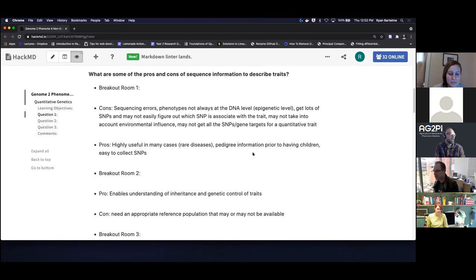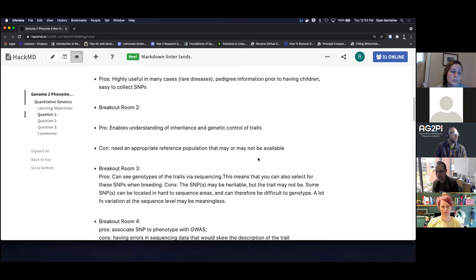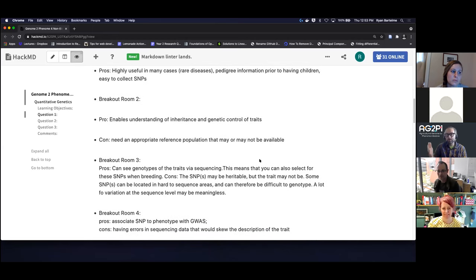Some of the pros: highly useful in many cases, like looking for rare diseases, pedigree information for people prior to having children, and it's easy to collect SNPs. I think they really touched on the accessibility of the technology relative to some of the stuff that we are going to talk about in the coming weeks. We're getting closer and closer to the bleeding edge of the genotype to phenotype transition. And so we'll start to get more questions than answers as we progress through these weeks.